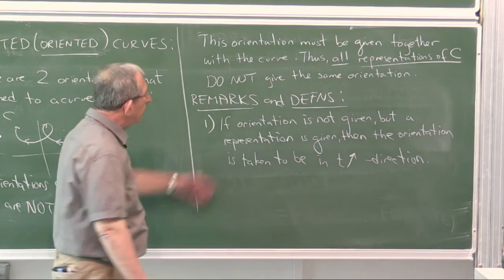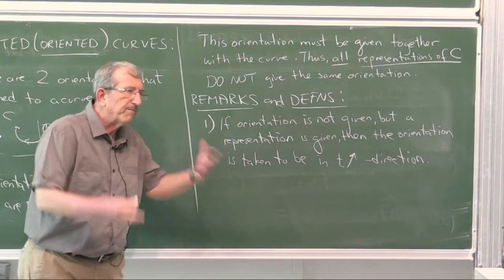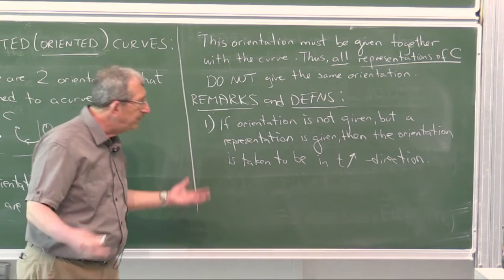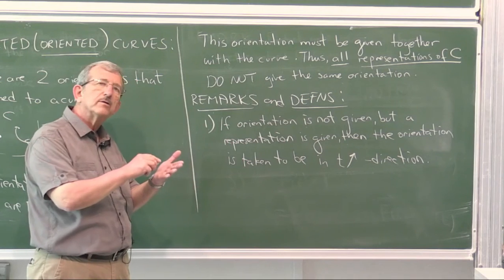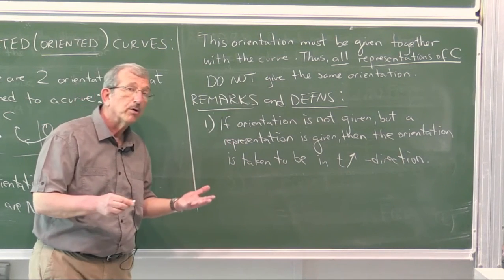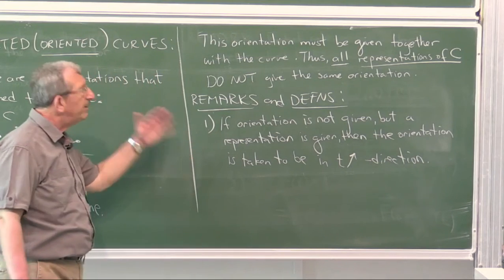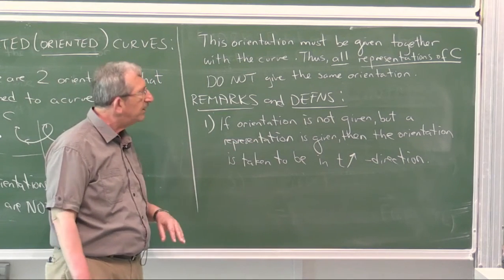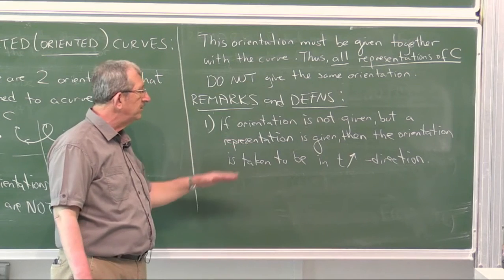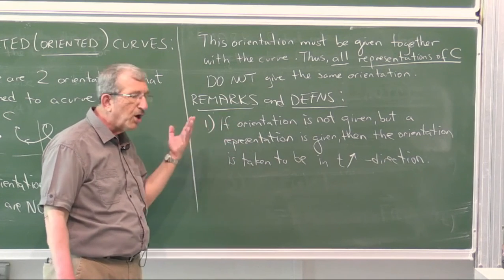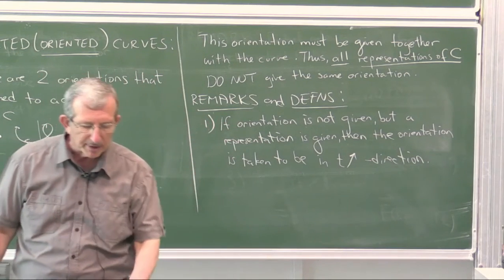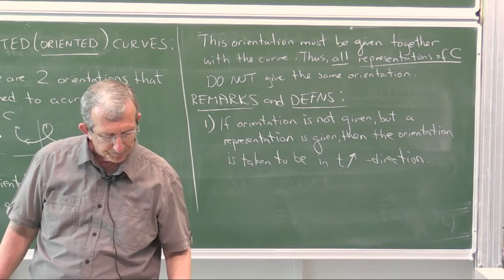Okay, we are given a representation, so we have a function, and when t increases, how does the orientation go? We can directly see it geometrically. So this is a default if a representation is given. If it's not given, certainly you cannot know which orientation is meant.